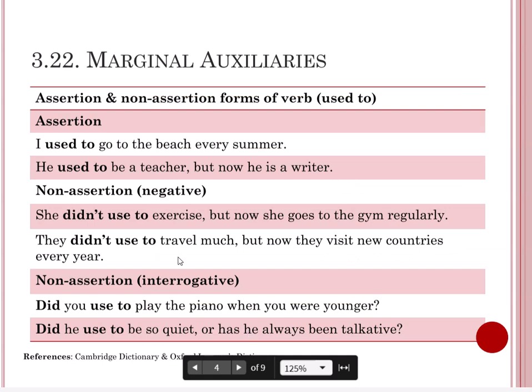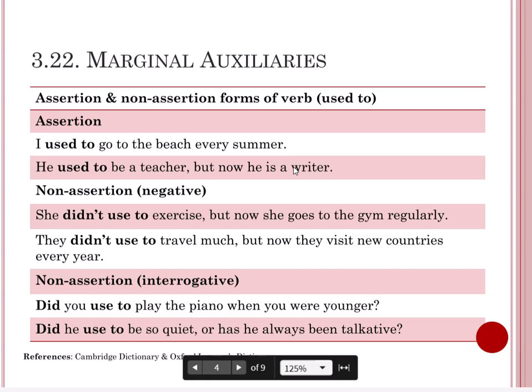Let's take some examples, in cases of assertion and non-assertion. And I would like to remind you that assertion are those sentences that are in the affirmative form, while the non-assertion forms are those that are associated with the negative form, with the question and the negative question forms of the sentence. Now, in case of assertion, the sentence would be, I used to go to the beach every summer. He used to be a teacher, but now he is a writer.